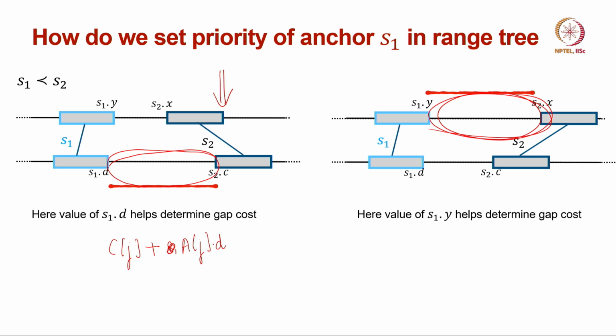gap would be. Similarly, in the right hand side case, if I know that this is the orientation of two anchors, then I would have set the priority of that anchor to be Cj plus Aj dot y, because now the priority is governed by the y coordinate of that anchor. So, higher the y coordinate, lesser is the gap cost. So, normally in that case I would choose an anchor whose score as well as y coordinate is higher.